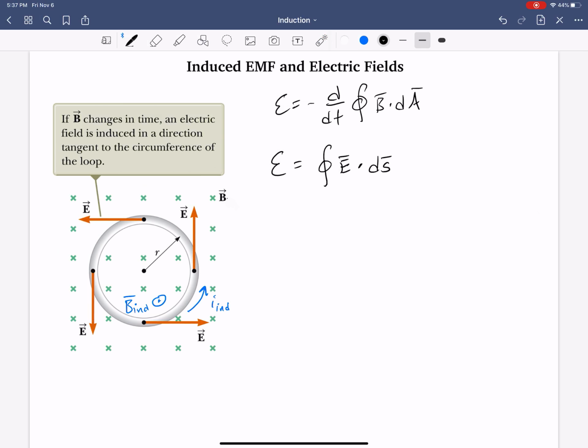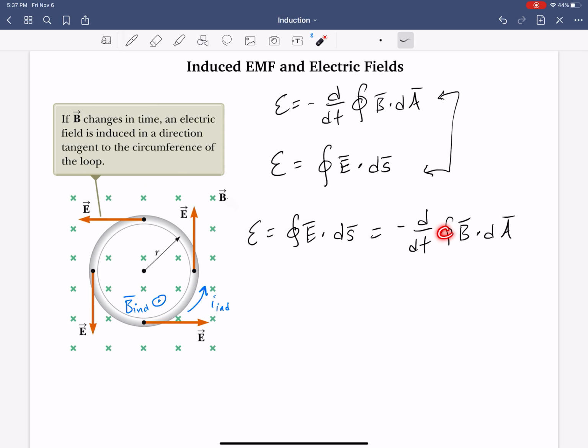Because they're the same, we can equate these two, right? They're the same thing. So the induced EMF is equal to that expression, that closed integral. And it's also equal to negative the change in magnetic flux. And so this is a direct way to relate the electric field and the magnetic field. Remember that it has to be a closed loop. That's why I have the closed symbol on each of these integrals there. If it's not closed, then this does not apply.